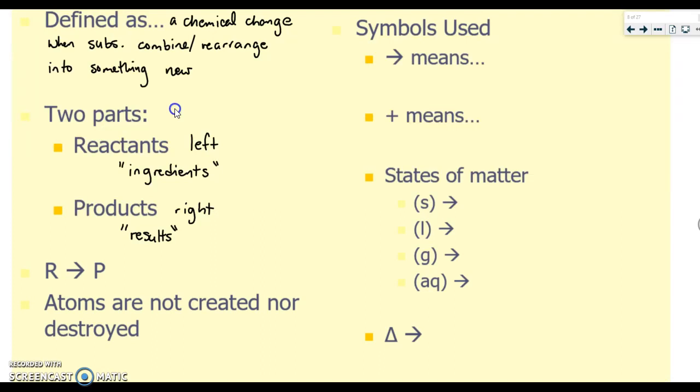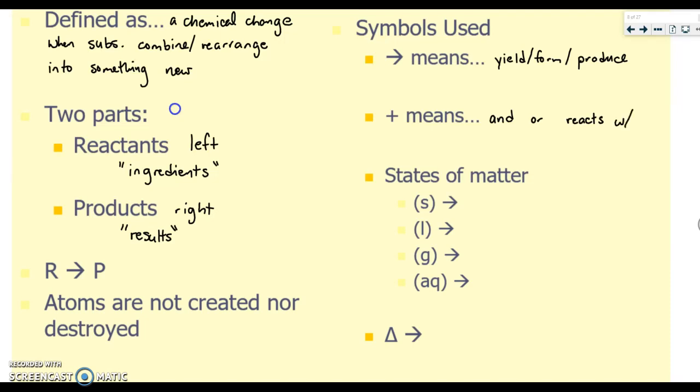There are some symbols that are used within a chemical reaction. An arrow, which stands for to yield, to form, or to produce. A plus sign stands for and. For example, hydrogen and oxygen react to form water. Or sometimes it'll just mean reacts with.